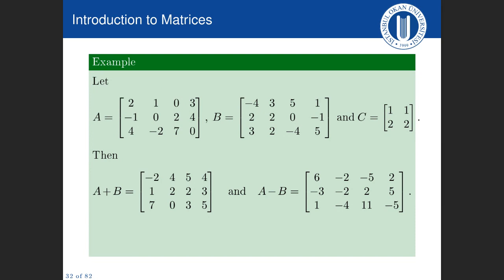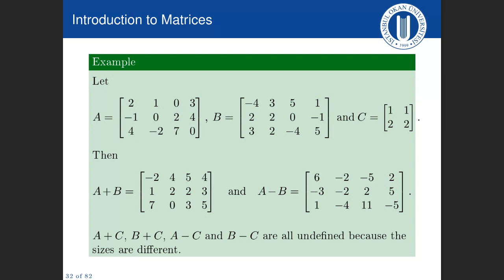Or same thing for subtraction. 3 minus 1 is 2. And so on. Now, we can only do this if the matrices are the same size. A plus C, we can't do. The sizes are different. B plus C, we can't do. We can't do A minus C, and we can't do B minus C.